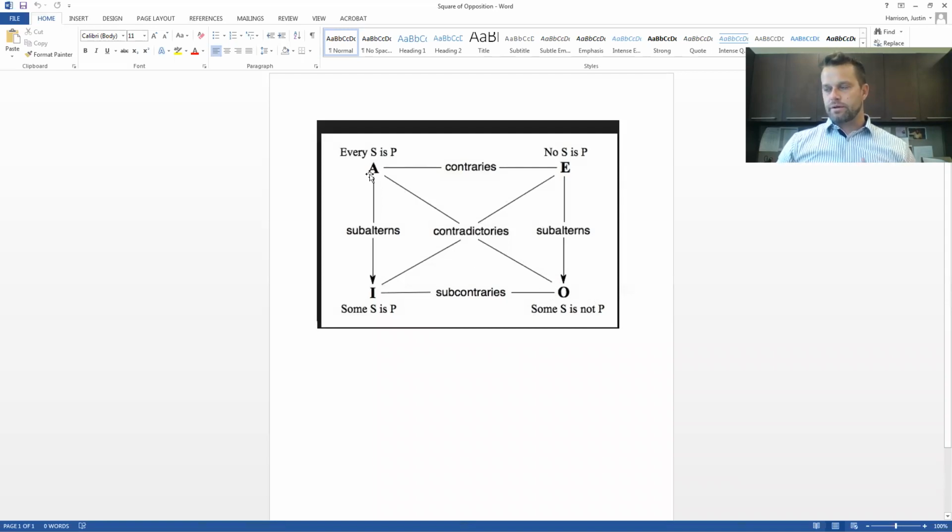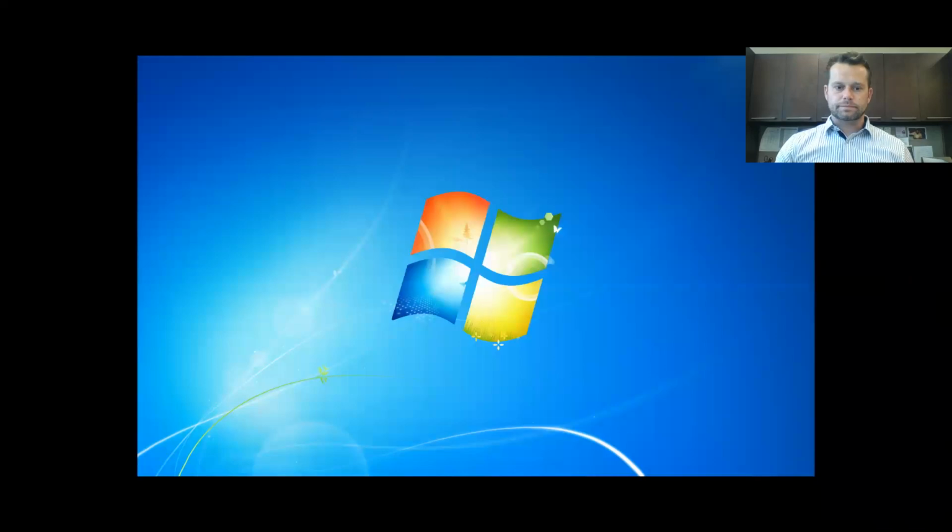So the answer to our entire group of statements is that the E statement is undetermined if A is given as false. The I is also undetermined if A is given as false because falsity does not flow down. And if A is given as false, then the contradictory relation O must be true.